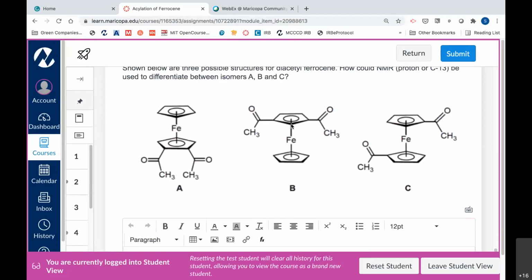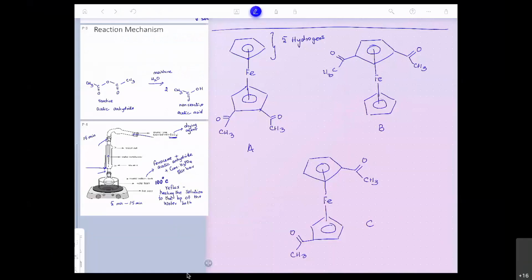And the next one, C, is interesting because you got one acetyl group on each ring. So each ring is going to have 4 free hydrogens. Remember, a cyclopentadienyl ring has 5 hydrogens. In this case, you're going to have 4 hydrogens. So let me move to the other screen here. Having noted the differences, let's see what we can find out.